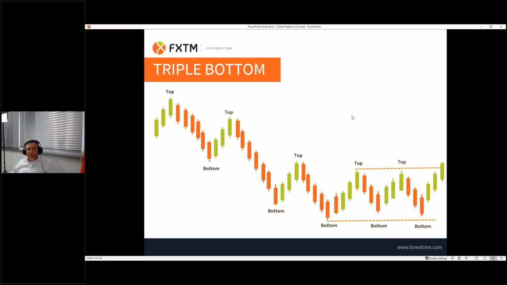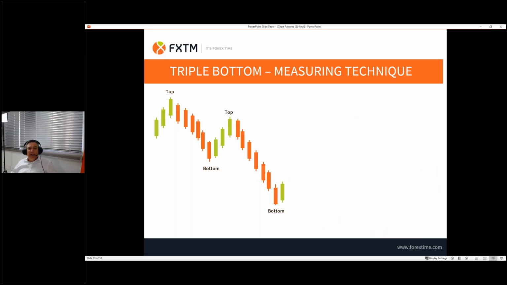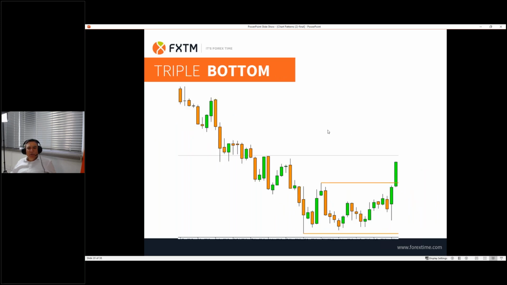Now, the measuring technique for triple bottom is again the same. We take the height of this formation and we project it at the breakout level. And this is the minimum distance. Very good. We go on. Triple bottom on a real price chart.